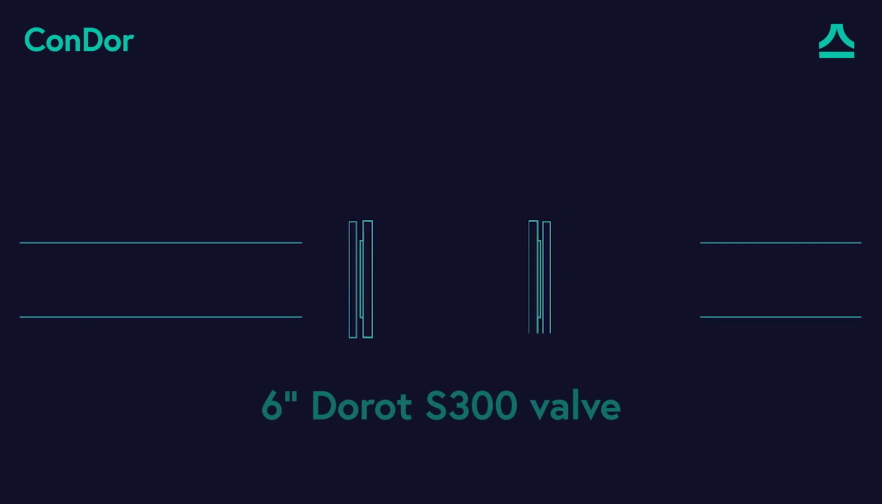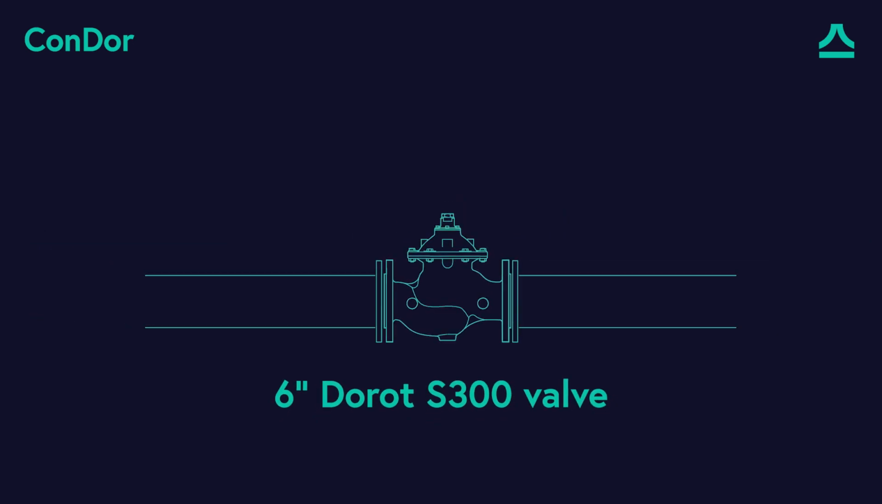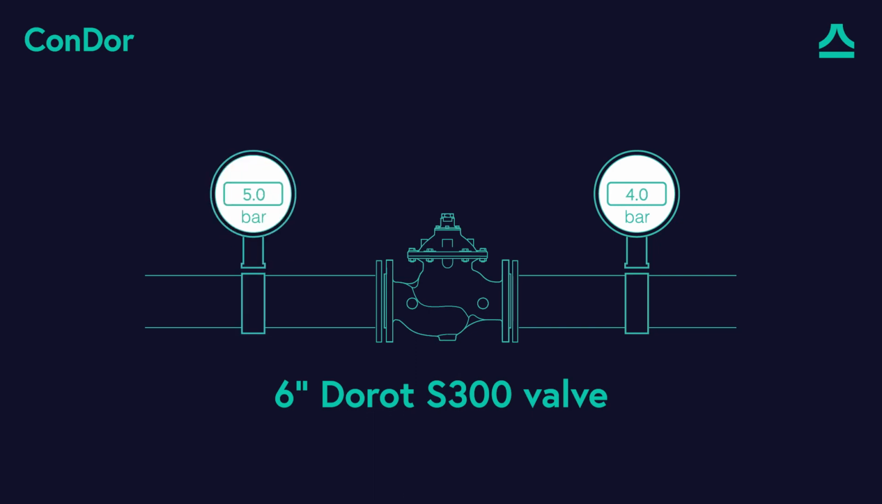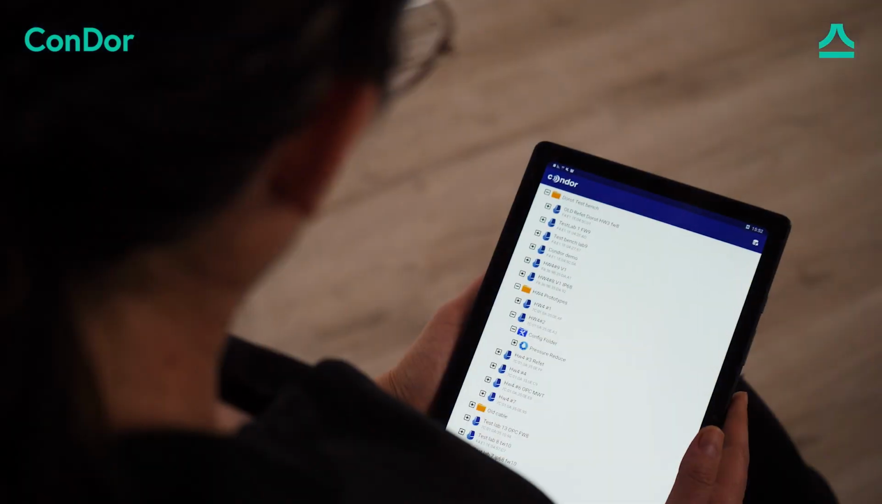In our use case, we have a 6-inch Dorot S300 valve that is regulating the downstream pressure to a fixed set point of 4 bar. On site, we have two 4 to 20 milliampere pressure sensors sensing the upstream and downstream pressure. The sensors can measure up to 10 bar. We will want to log the data of the sensors every 5 minutes. Let's begin.